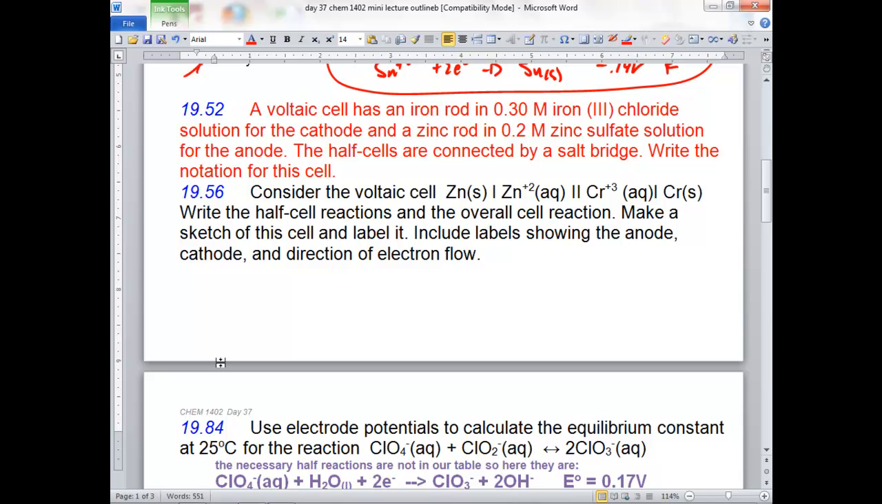For 52? No. Remember, all we did is we wrote that shorthand notation. So, like, it would be 52. What is the anode? The anode is that zinc stuff, right? So you could write, and the half reaction for the anode is going to be what? Zinc solid going to zinc plus 2. Because it has to be an oxidation. So you'd write zinc solid, vertical line, and then zinc plus 2.